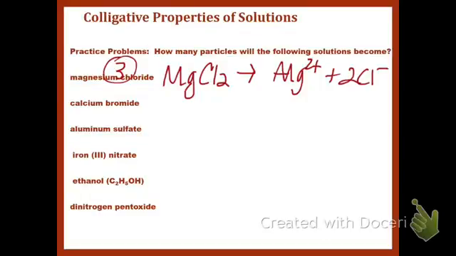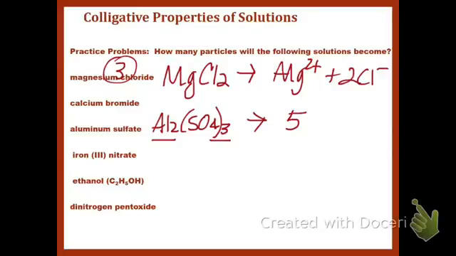Okay? How about aluminum sulfate, which looks like this? How many particles would it give you? 5. It would give you 5. Because you would get 2 aluminum and you would get 3 sulfate particles, so you would get 5.